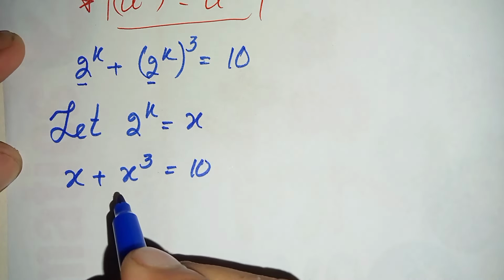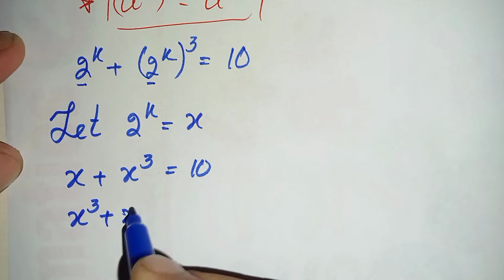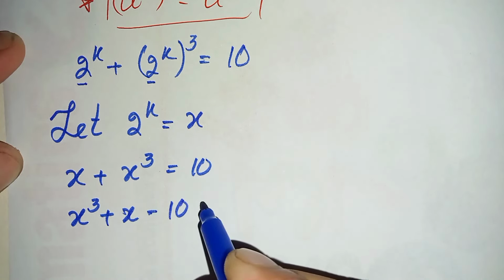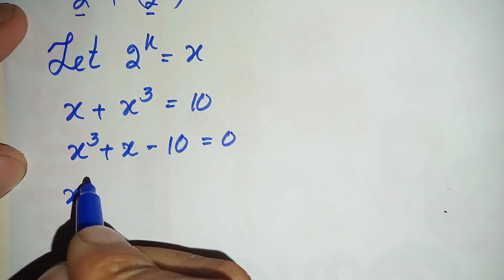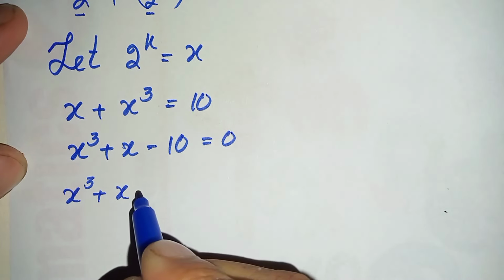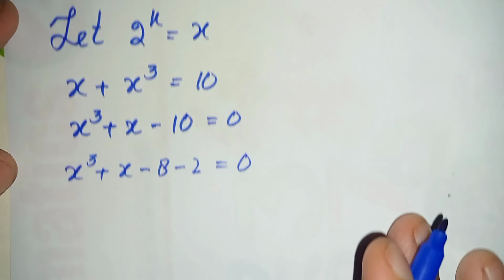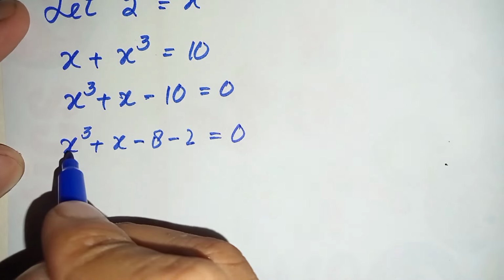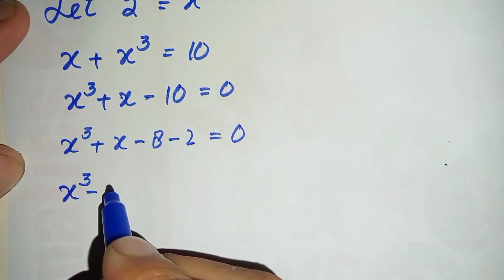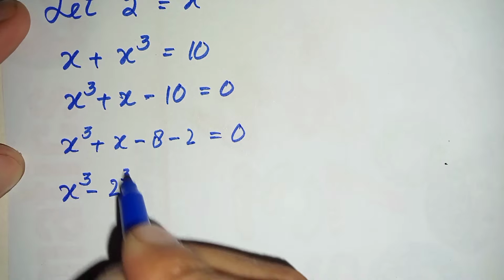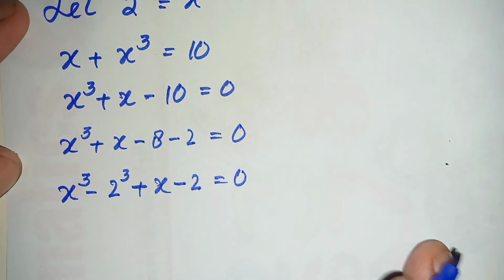And next we will move this 10 to the left hand side and rearrange these terms. This will become x cube plus x minus 10 is equal to 0. And next we can write this minus 10 as minus 8 minus 2, so x cube plus x minus 8 minus 2 is equal to 0. Next we will move this negative 8 near to x cube, so this will become x cube minus 8, but 8 is same as 2 cube, plus x minus 2 is equal to 0.